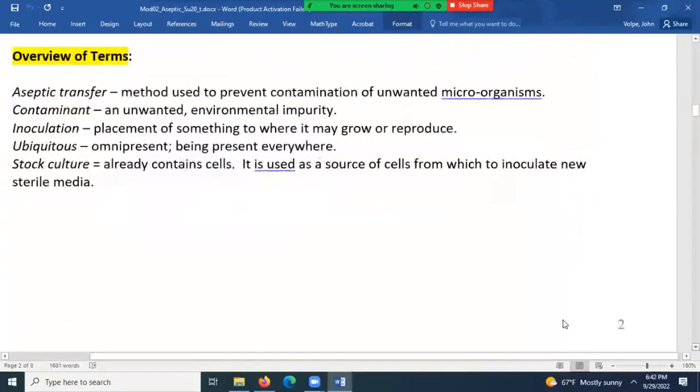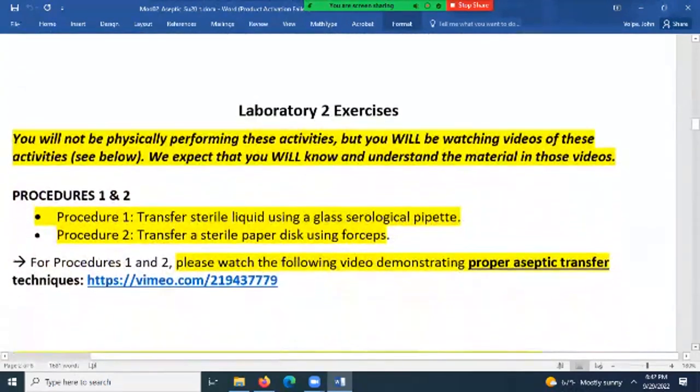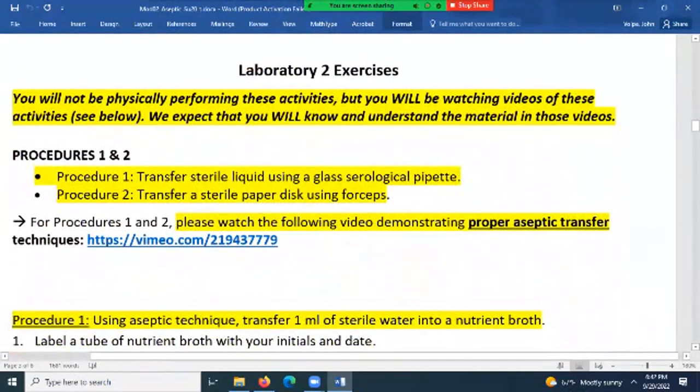So know the overview of the terms. I'm not going to go through them, but you can read through it. And then you do laboratory 2. You're not physically going to be performing any of these activities, but you will be watching videos of these activities. And we expect that you will know and understand the material in these videos.